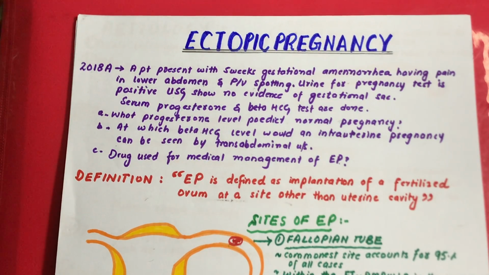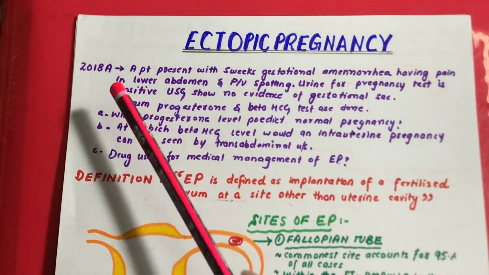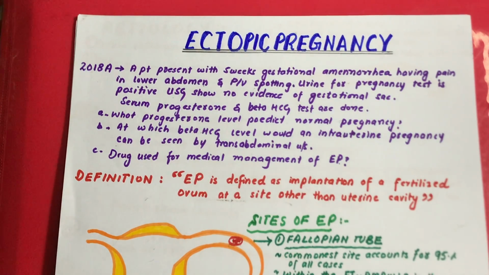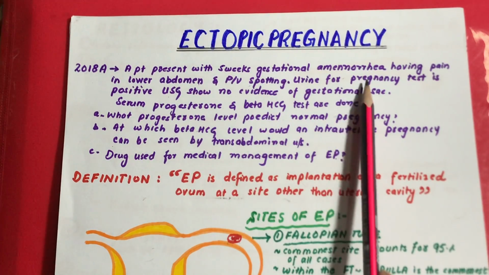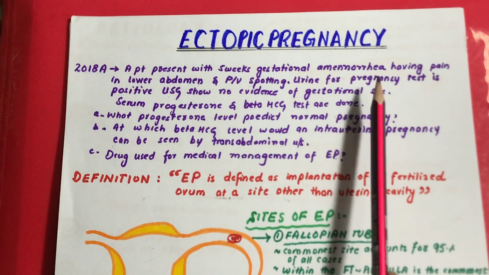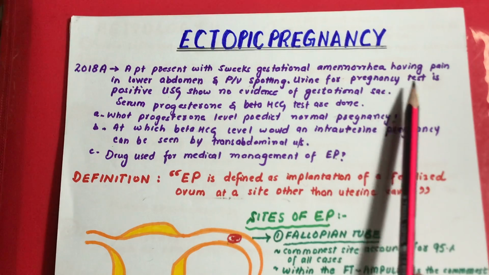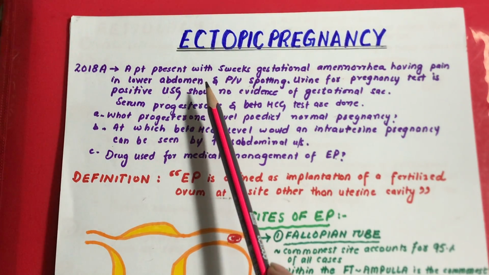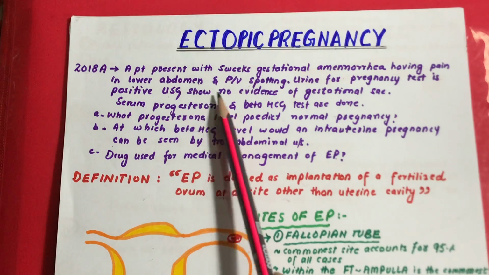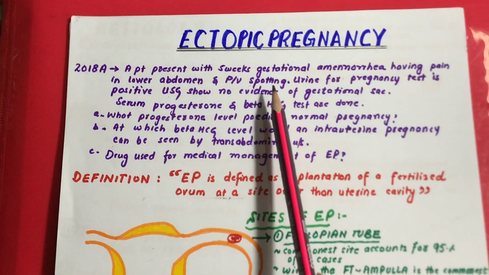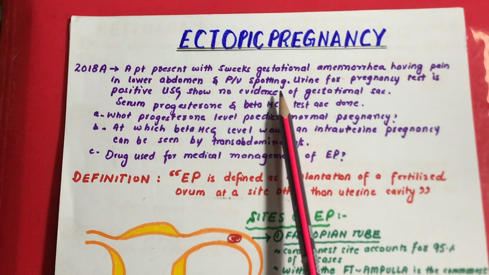Okay, this is asked in 2018 annual KMU, from KMU past papers. A patient presents with 5-week gestational amenorrhea. Okay, gestational amenorrhea, that she may be pregnant, having pain in the lower abdomen. This is one of the common signs of ectopic pregnancy. PV spotting, again a common sign of ectopic pregnancy which we are going to study.